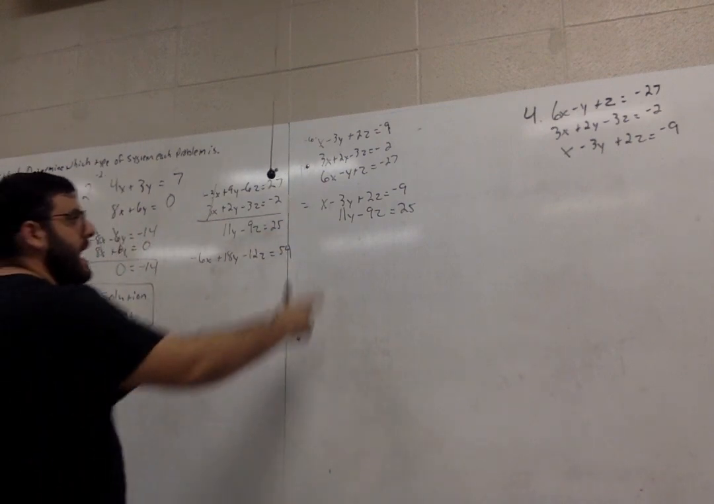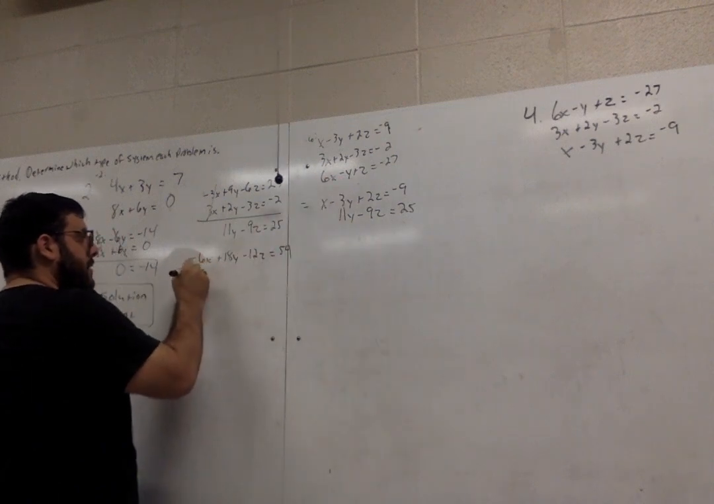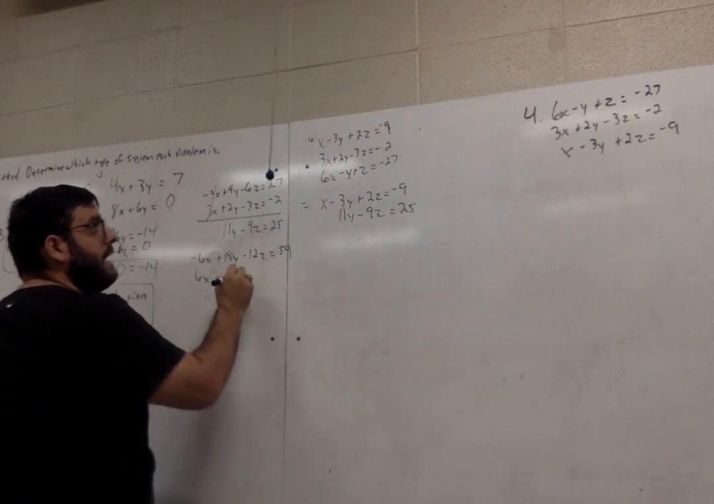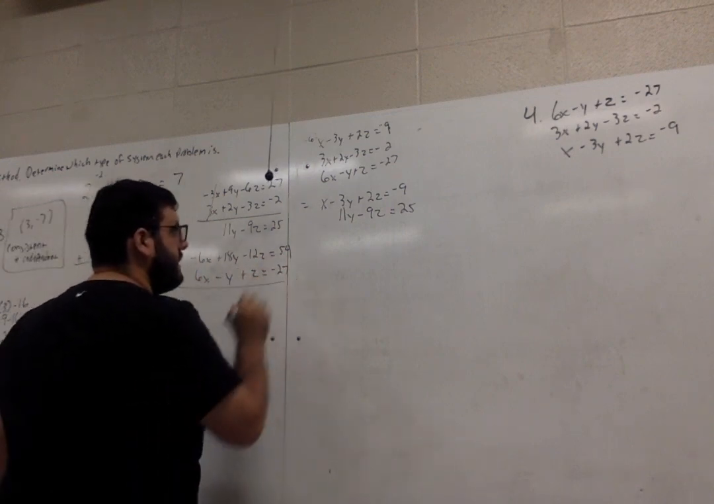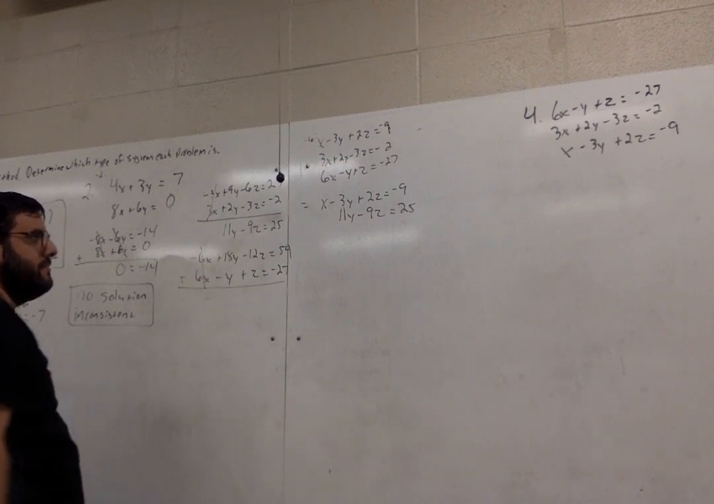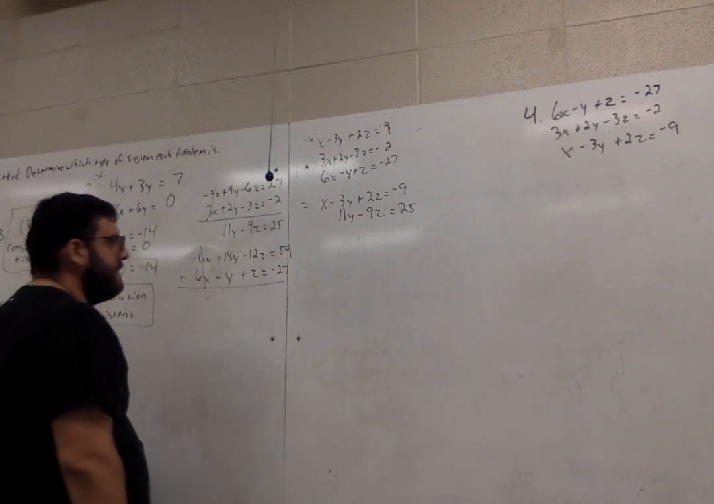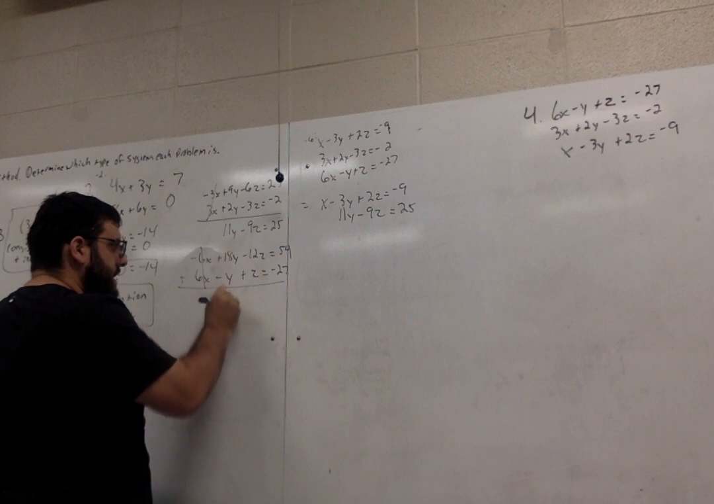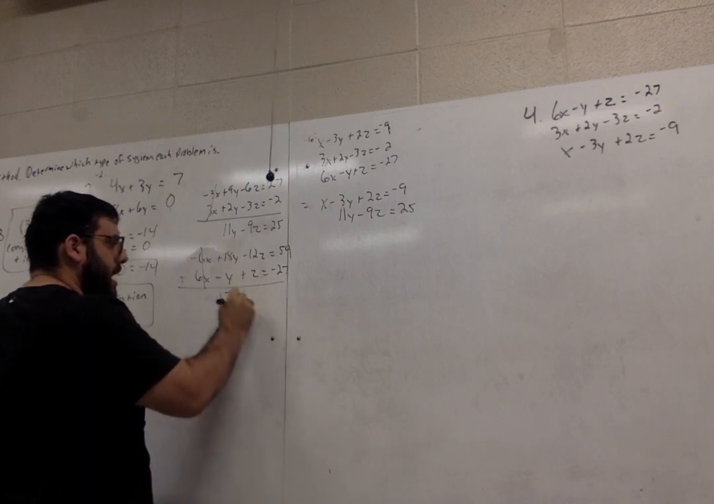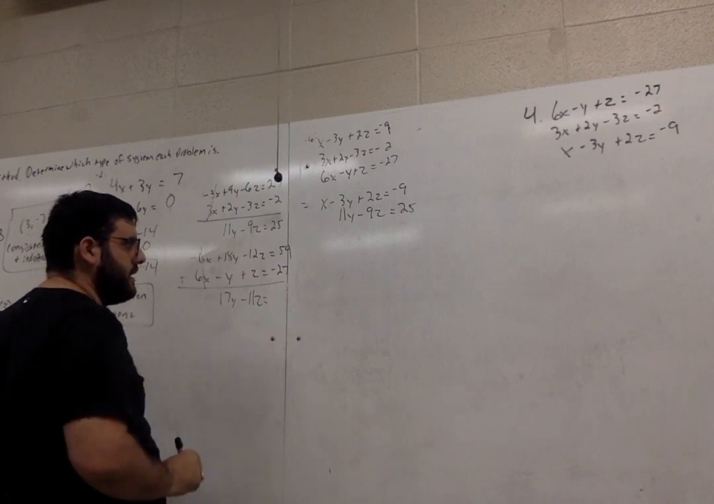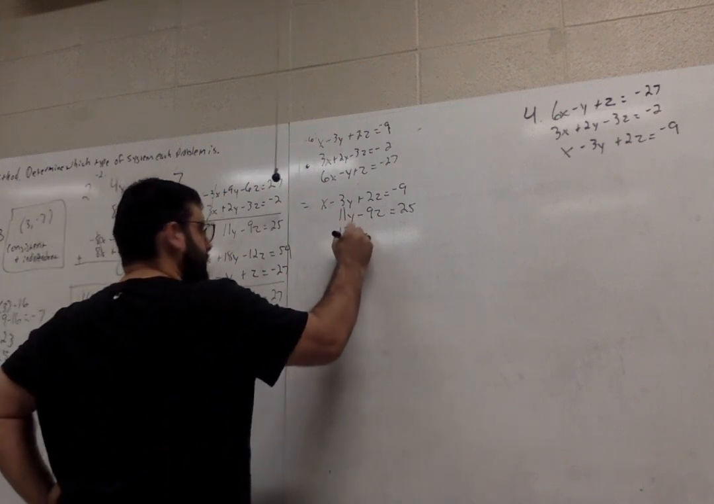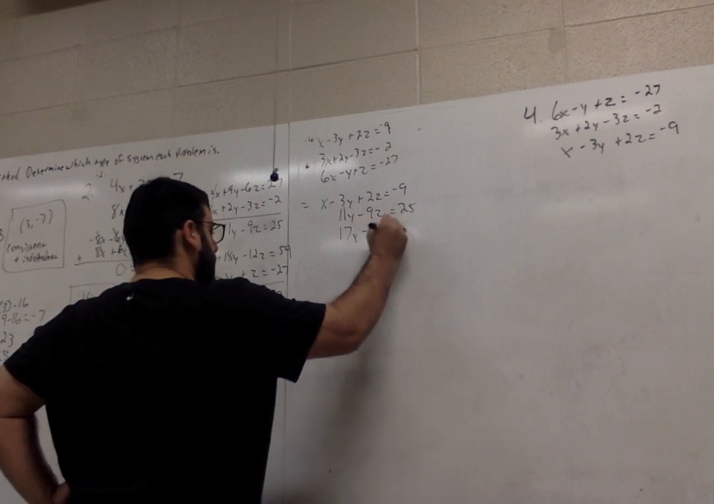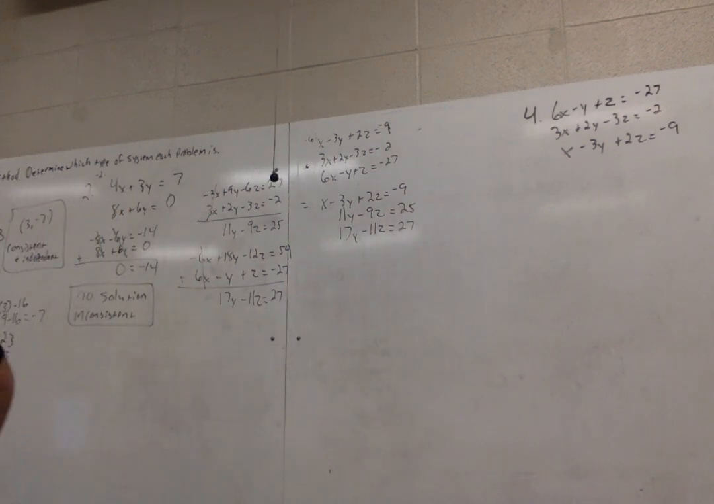All right, and then I'm going to add this bottom row. 6x minus y plus z equals negative 27. Add all that together. X's will cancel. I have, let's see, 17y minus 11z equals, let's see, I believe that's 27. So 17y minus 11z equals 27. Okay. All right, so we're almost done.